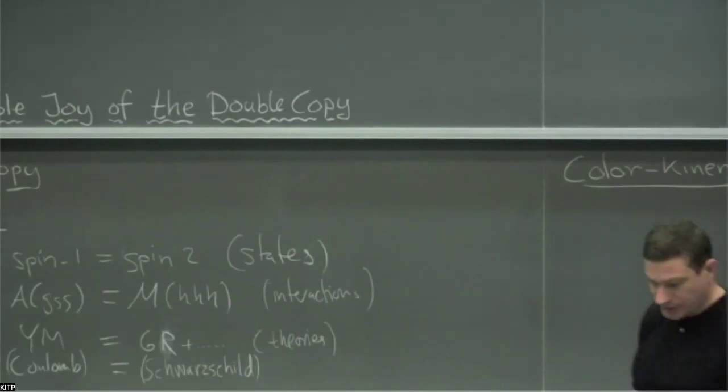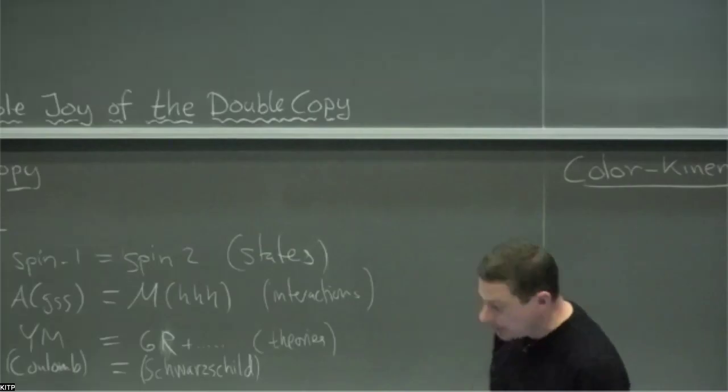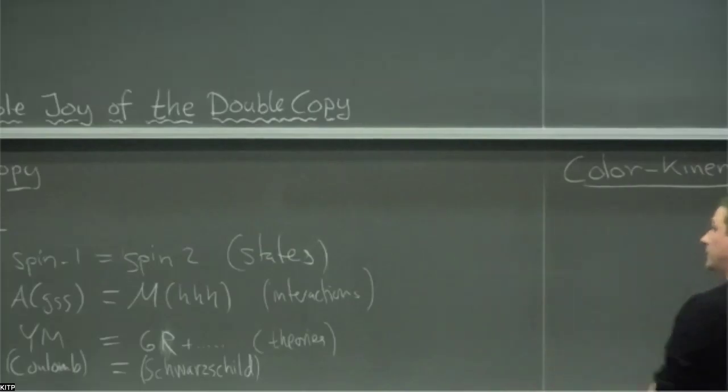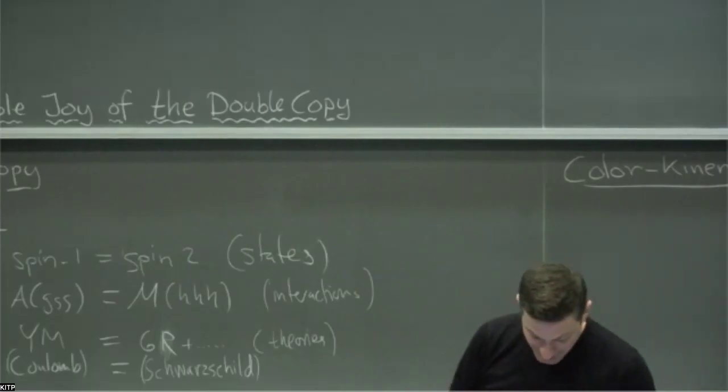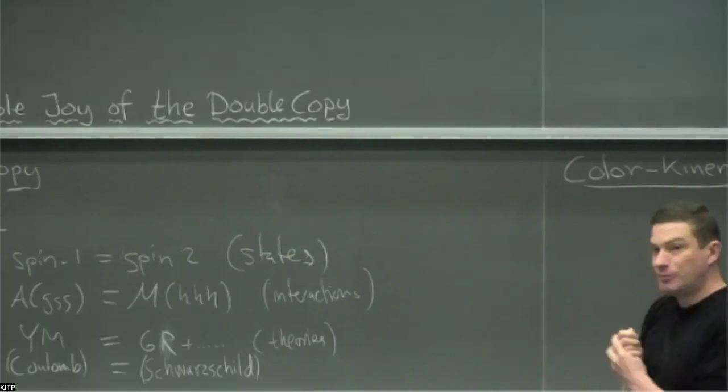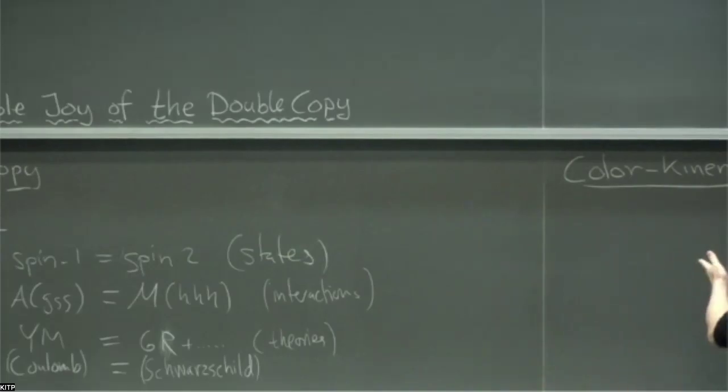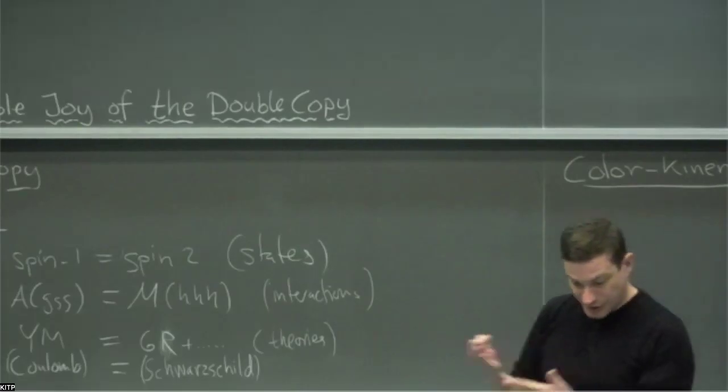So this is a property of gauge theories, but it's intimately related to the double copy. And I would say, if you ask me, that the double copy is actually a derived property from color kinematics duality. So if you assume color kinematics duality, then double copy is almost trivial.